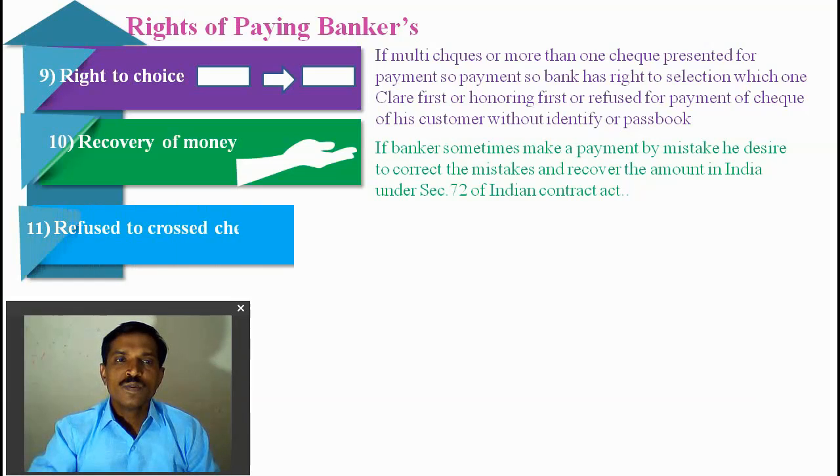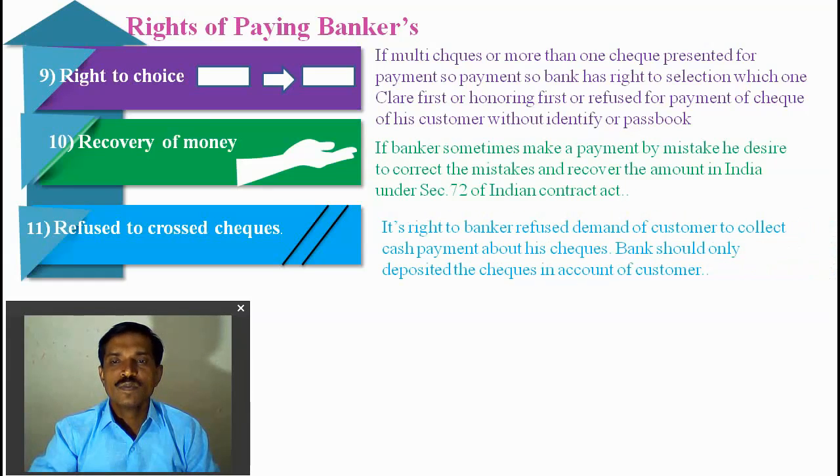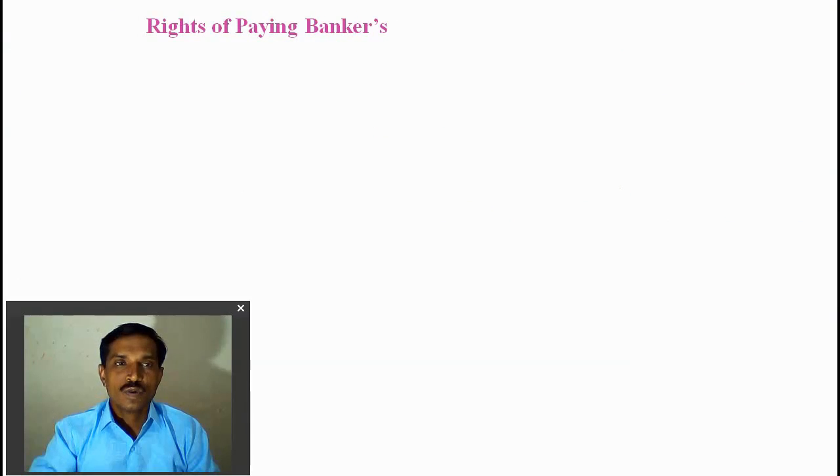Then, refusing a crossed check. A crossed check is one where two parallel lines are drawn across the left-side corner of the check, and we write something or just draw the lines; this is general crossing or special crossing. So the bank has the right to refuse the customer's demand to collect cash payment against the check. The bank should only deposit the check in the account of the customer.